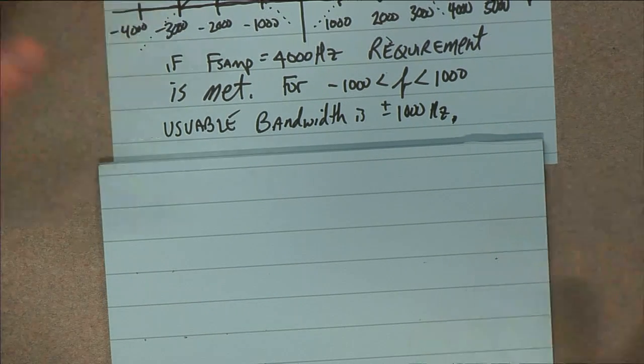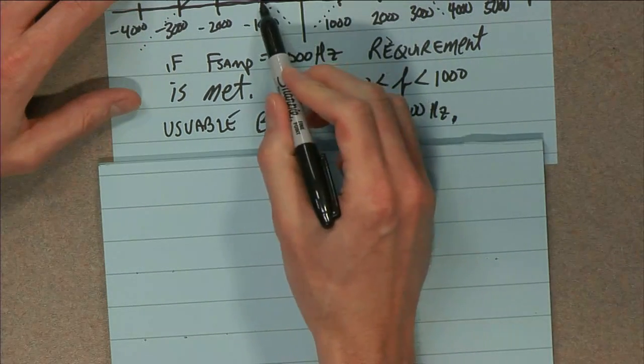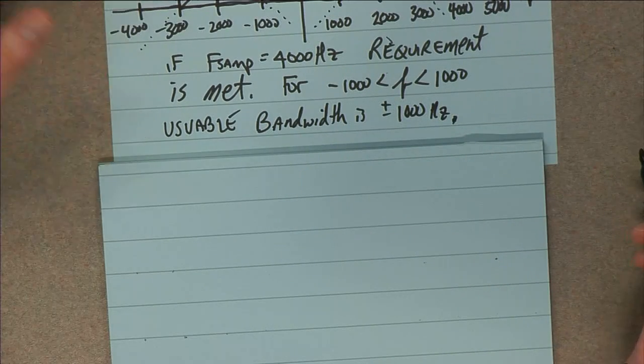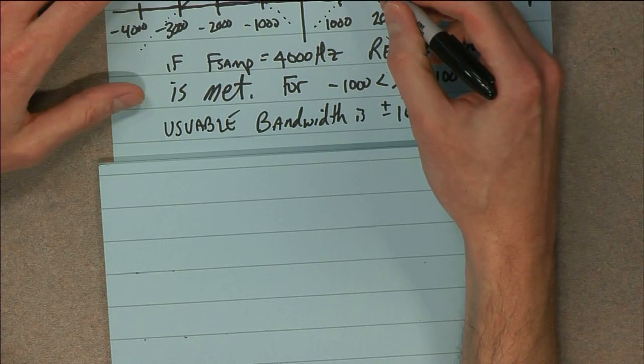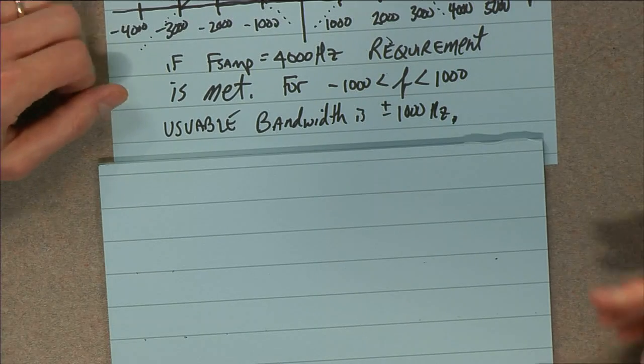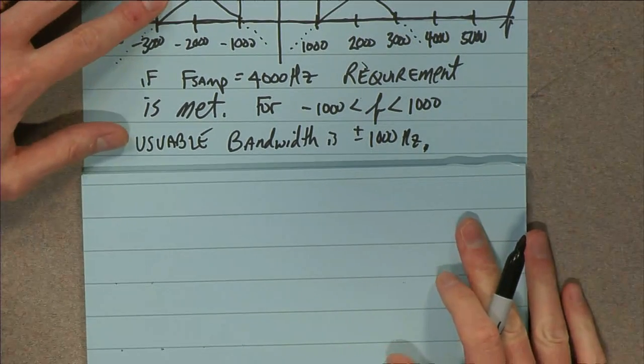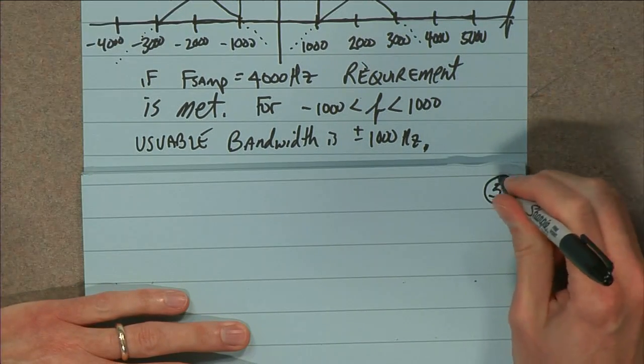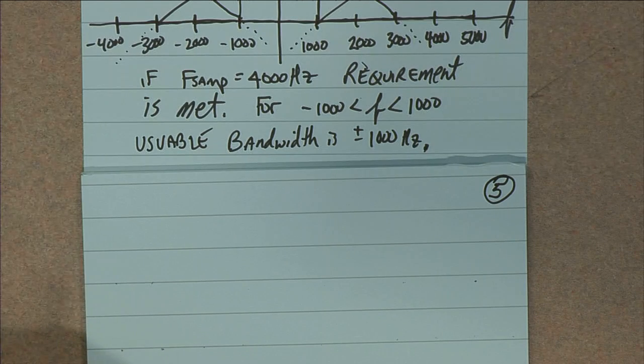Sometimes you might just say it's 2 kilohertz because you have a total of 2 kilohertz of bandwidth, but you can see that's definitely usable, not attenuated by the passband, and the aliases are controlled. So that's what we're shooting for here. So let's see if we can summarize this.